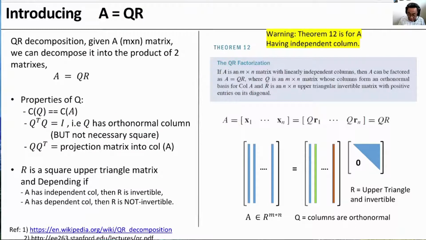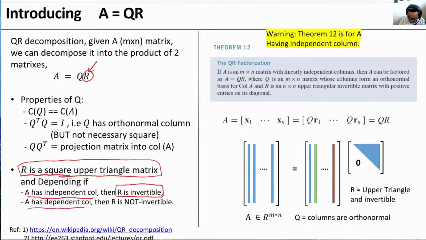We'll now talk about R, the second matrix associated with the QR decomposition. R is a square upper triangular matrix. And depending on A, if A has independent columns, R is invertible, and if A has dependent columns, R is not invertible. Alright, so let's see Lay's theorem 12.